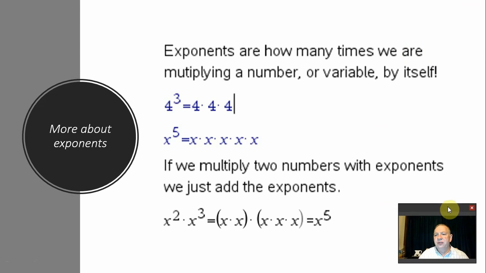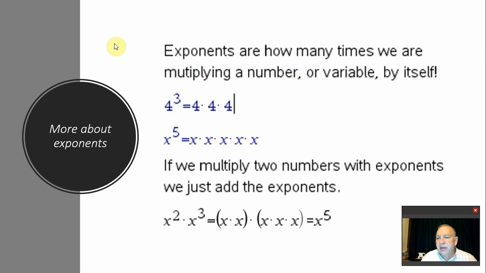I'll move myself down here for a second. Exponents. What about exponents? Exponents are how many times we're multiplying a number. We saw this briefly last time. Or variable by itself. So 4 cubed, I've got a number. This is just a shorthand way of saying I want to multiply 4 by itself 3 times. So 4 cubed is just 4 times 4 times 4. If I have a variable, I'm writing it the very same way. I'm saying x to the 5th. This is shorthand for saying x times x times x times x times x. Multiply x by itself 5 times.